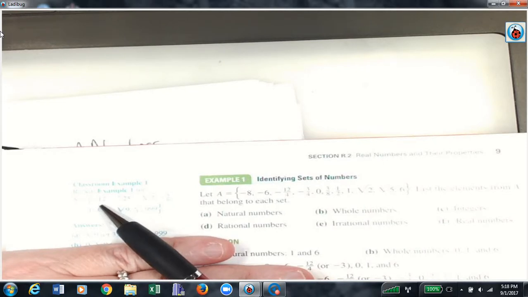And the real numbers are going to be everything. The real numbers are rationals and irrationals together. So it is a real number. All of these are real numbers. The real numbers are everything, until we get to an even bigger set, which is real and complex. But we're just dealing with real numbers in section R.2.